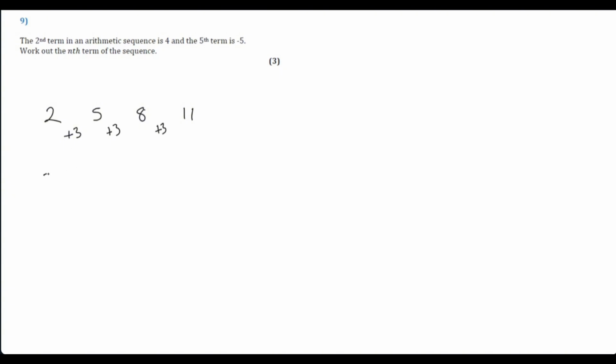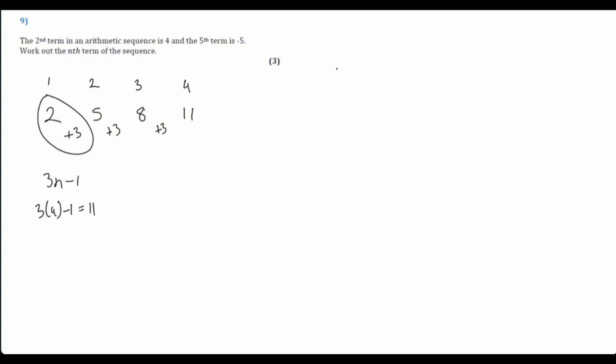What you do with the plus 3 is you times this by n, where n is the position in the sequence. Then you get the first term, take away the common difference. So this would be minus 1. So this is our position 1, 2, 3, 4. So for example, position 4 is 11. So if I multiply 3 by 4, that'll be 11. So I know that this works.